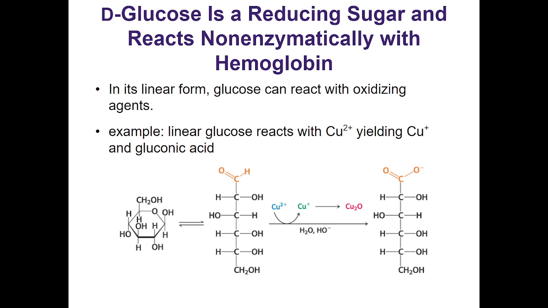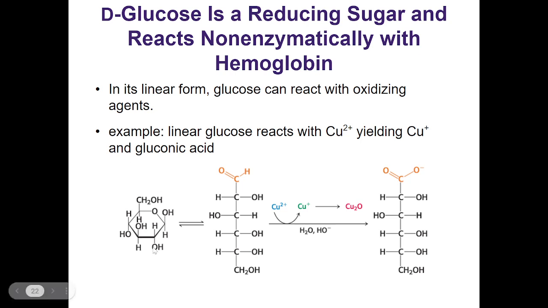In its linear form, glucose can react with oxidizing agents. Again, this is your linear form here. One of the great examples of this is that linear glucose can react with copper 2+, yielding copper 1+ and gluconic acid. Again, this happens non-enzymatically with hemoglobin as well.